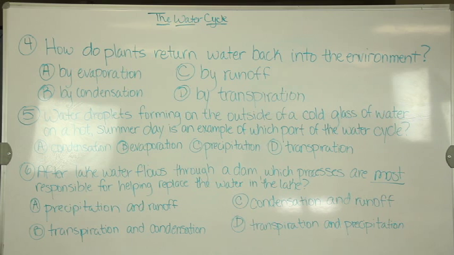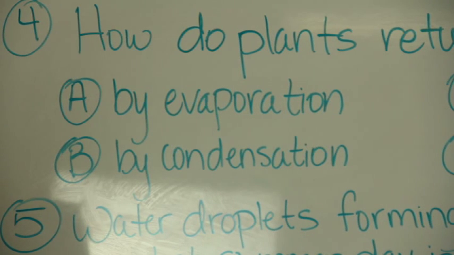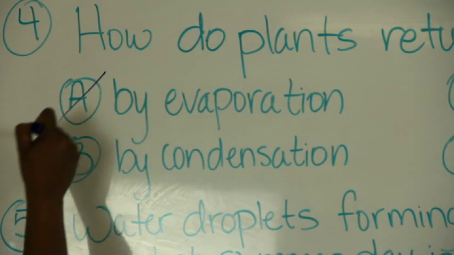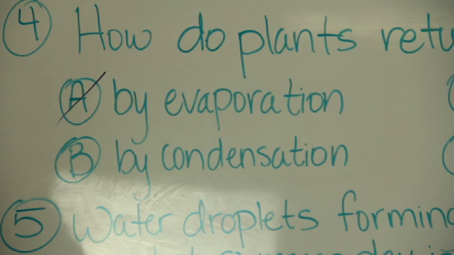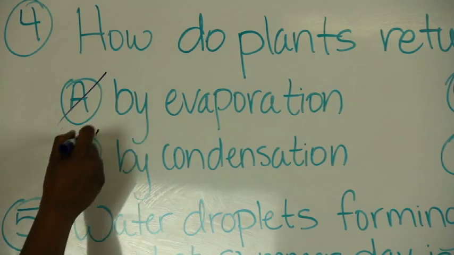And we'll read together. How do plants return water back into the environment? Which one has the definition of returning water back to the environment? Is it A, evaporation? Evaporation is when liquid is formed into gas or water vapor, so that's not it. Is it condensation? Condensation is the opposite, which is water vapor turning into liquid, so it can't be that one.